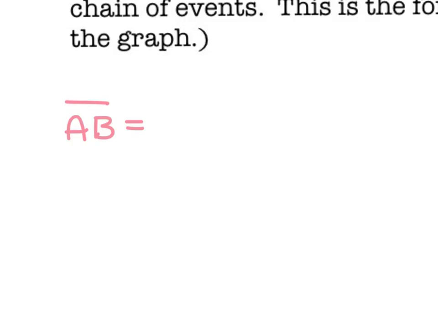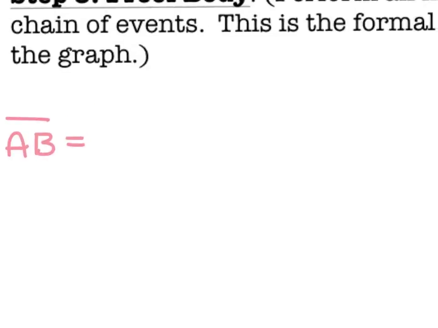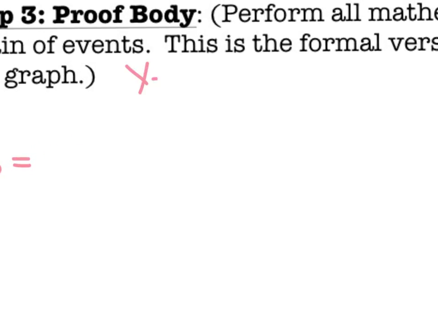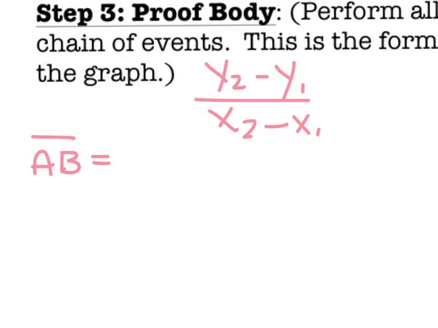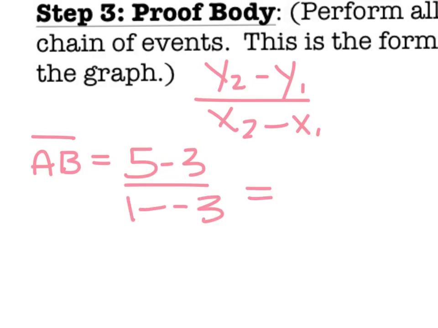So to use the slope formula, we first just need to write it up here. So it's y2 minus y1 over x2 minus x1. So if we just plug in our numbers for AB, it's going to be 5 minus 3 over 1 minus -3, which is just plus 3. So then we can simplify that. So 5 minus 3 is 2, over 1, and then plus 3 is 4. So that equals 1/2 for AB.